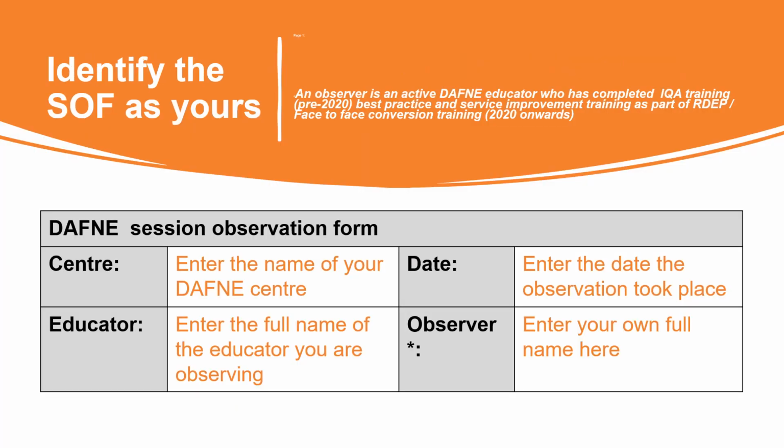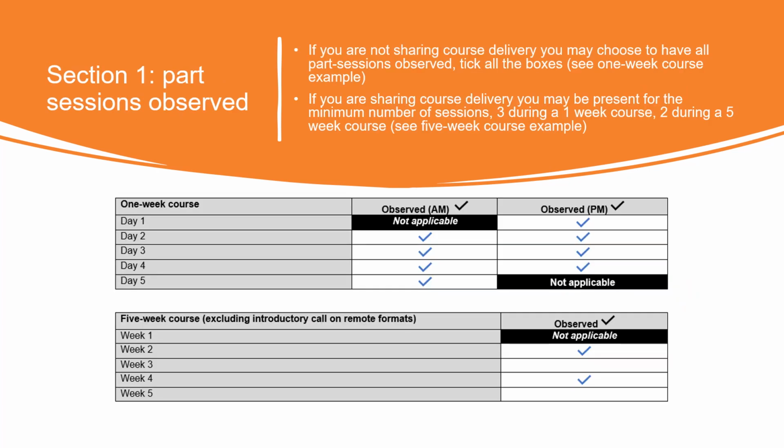To keep track of your observations, complete the table on page 1 with your name and centre, date of observation, and the name of your observer. Identify which of the part sessions have been observed. This may be the minimum number required or more than the minimum number.